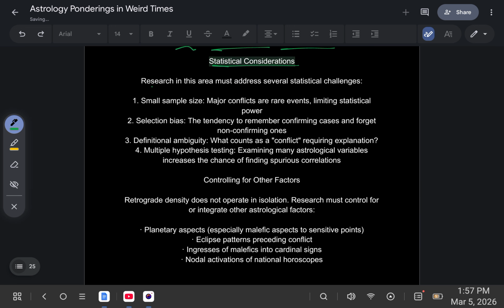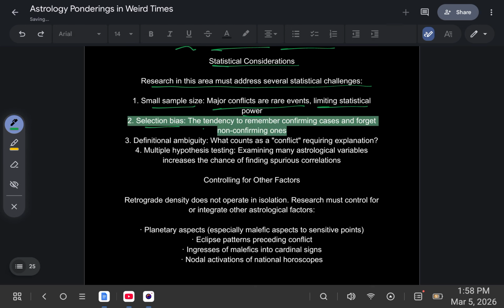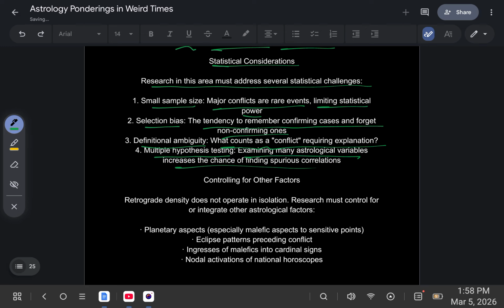Statistical considerations. Research in this area must address several statistical challenges: small sample size, major conflicts or rare events, limiting statistical power, selection bias, the tendency to remember confirming cases and forget non-confirming ones, definitional ambiguity, what counts as a conflict requiring explanation, multiple hypothesis testing. Examining many astrological variables increases the chance of finding spurious correlations.